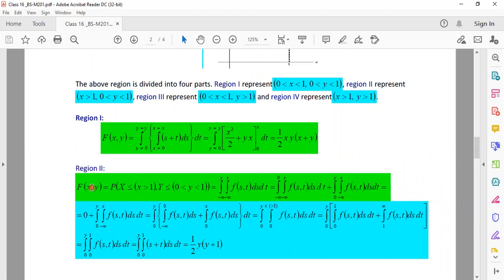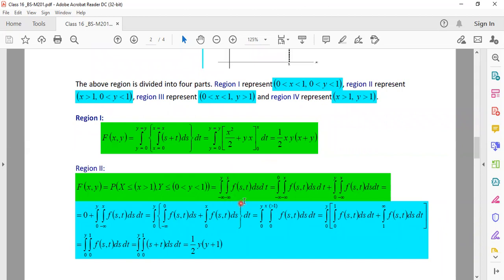In region 2, if I want to calculate F(x,y), then by definition, we know that capital X is less than x and capital Y is less than y. But at the same time, we know that x is greater than 1 in this region 2, and y is lying between 0 and 1. That we have to keep in mind. First of all, here I have applied the definition, nothing else. So from minus infinity to y and minus infinity to x, we need to integrate this quantity f(s,t).